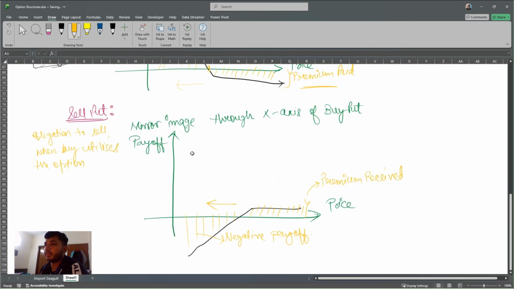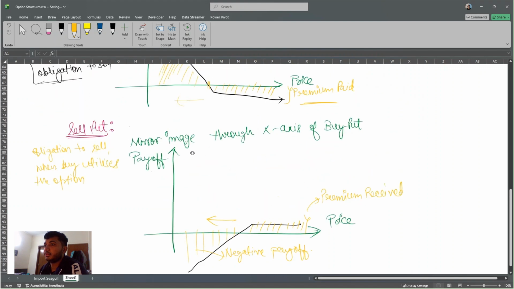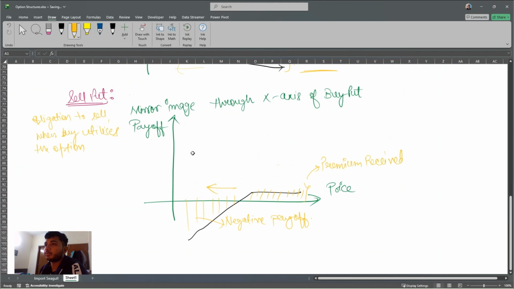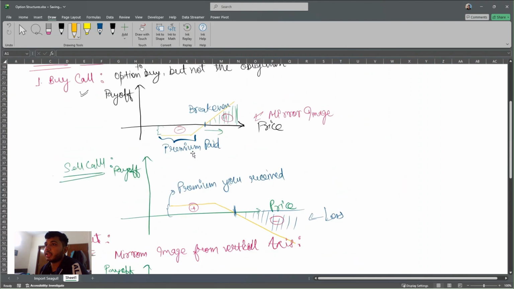So these are the four ways you can make the payoff diagram of sell put, buy put, sell call, buy call.